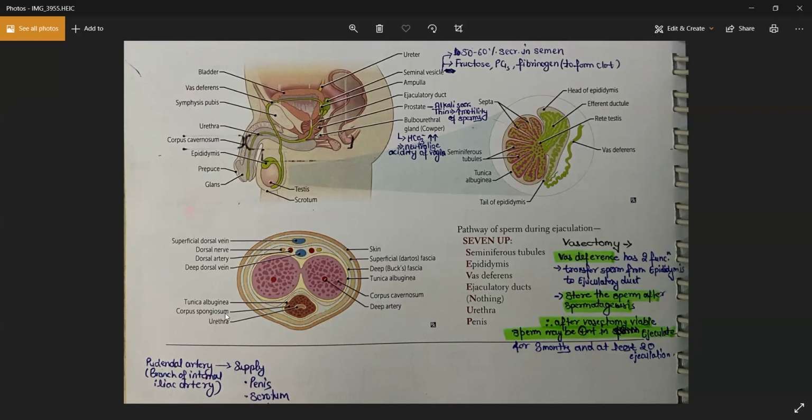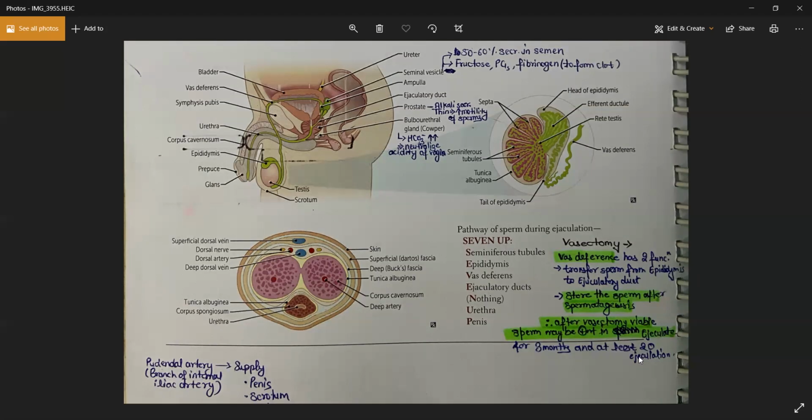And you must also know, along with the transportation of the sperm, the vas deferens and the epididymis also store the sperm. They have a storage for around 3 months and for at least 20 ejaculations. So even if you do the vasectomy of the patient, you still can have sperm for up to 3 months and up to 20 ejaculations. So whenever you perform a vasectomy, you always advise the patient to use contraceptives or to avoid intercourse for up to 3 months or for up to 20 ejaculations.